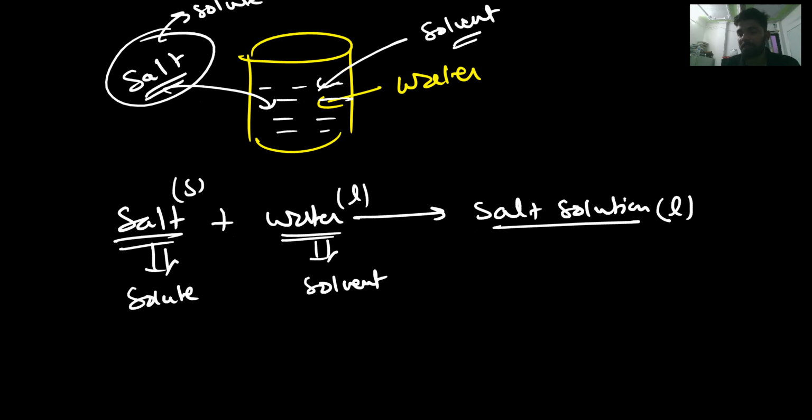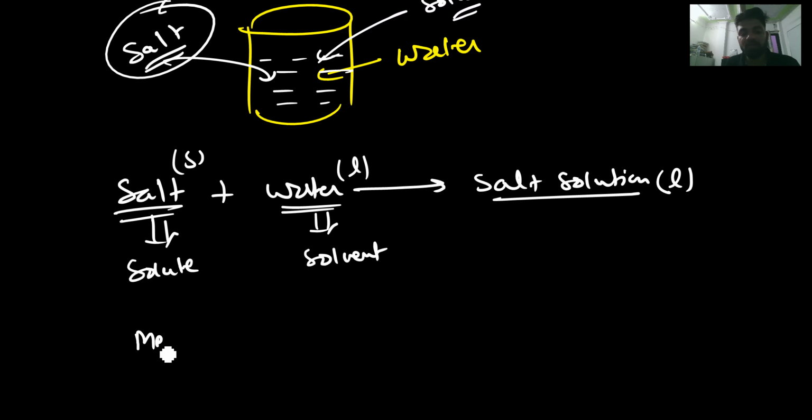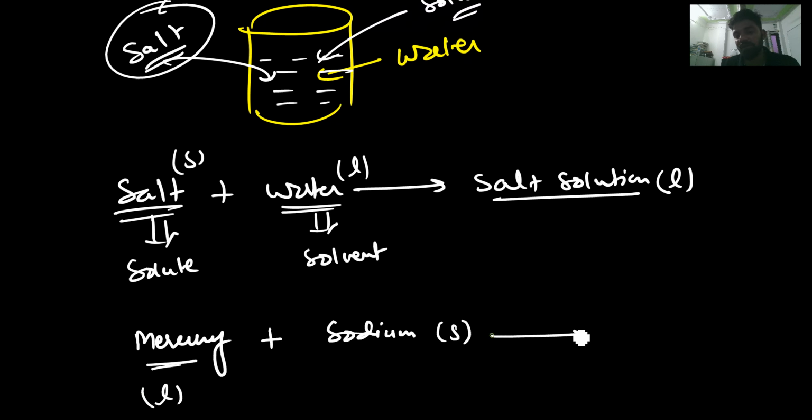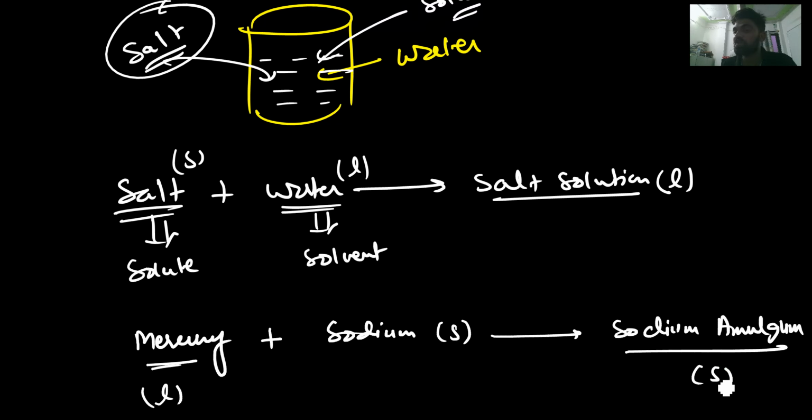Similarly, if you are adding mercury and sodium, Na, you know that mercury is in liquid state and sodium is in solid state, and when they mix together they form sodium amalgam. You must be very familiar that the state of sodium amalgam is solid. So if you are mixing sodium with mercury, thinking that mercury is in liquid state, don't think that it is the solvent. No, it is not the solvent.